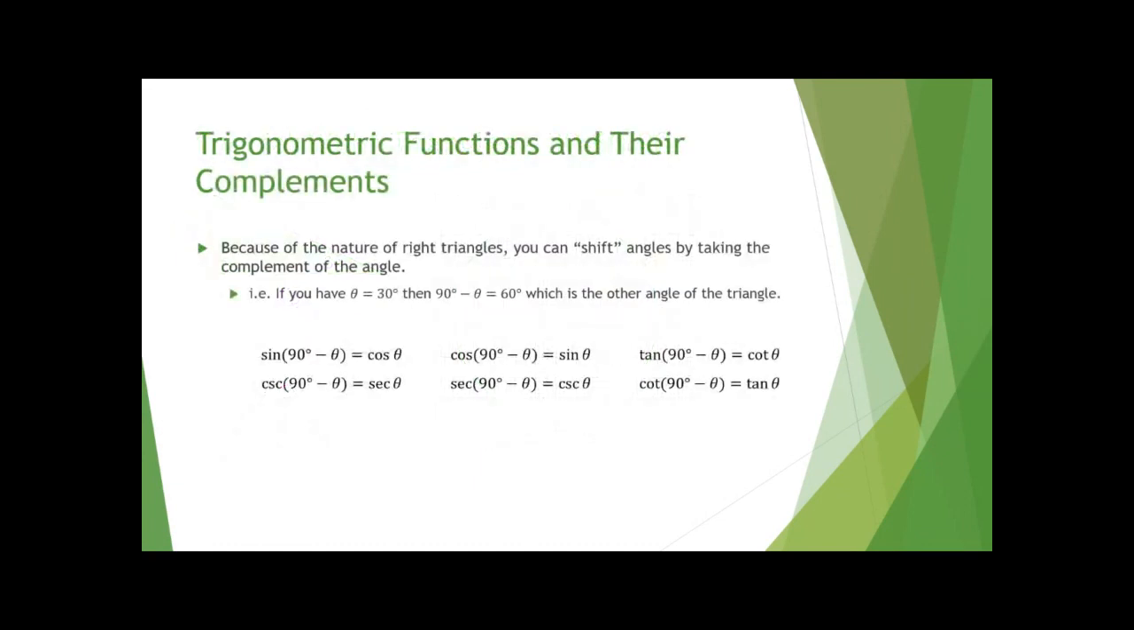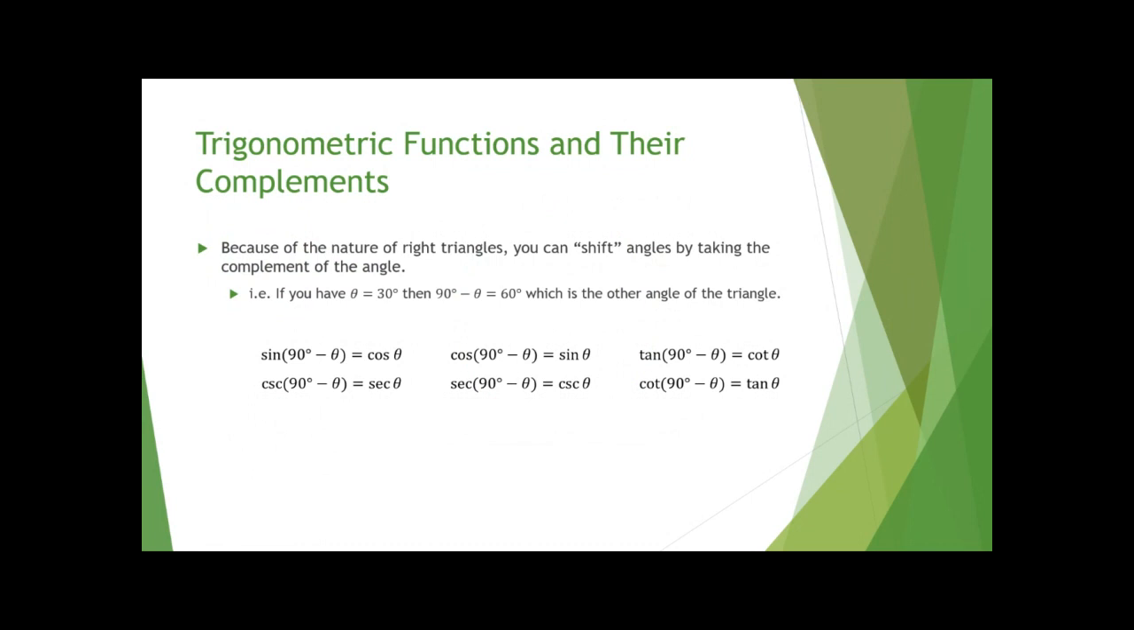Okay, trig functions and their complements. So, right triangles and things, because you have right triangles, you can take complements. If you have 60 degrees, you can take the complement to get 30 degrees, but everything is in terms of 90, because you have a right angle which is 90, so the other angles add to 90 degrees. So taking 90 degrees and subtracting an angle will give you the complement.